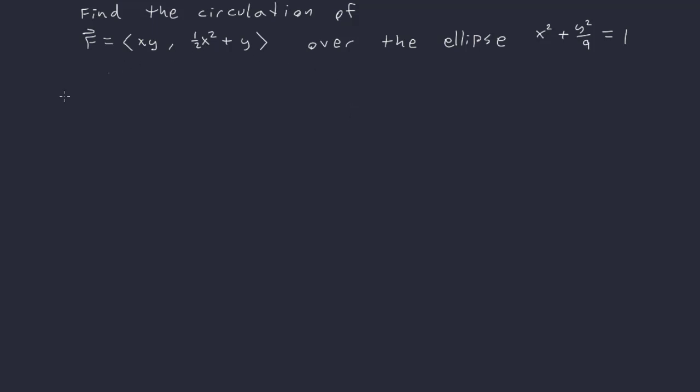So let's look at this example. And this will give an example of what I was just talking about. Let's find the circulation of f equals xy, comma 1/2 x squared plus y over the ellipse x squared plus y squared over 9 equals 1. So what this ellipse looks like is in the x direction it only goes 1, but in the y it goes 3. Okay, so this is the ellipse we're talking about, and we're going to go ahead and do it counterclockwise this way.